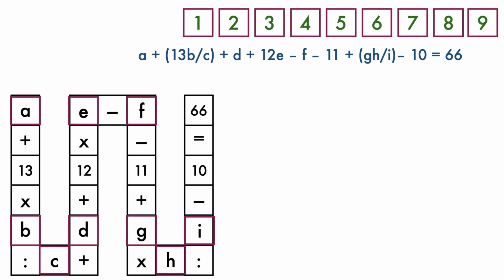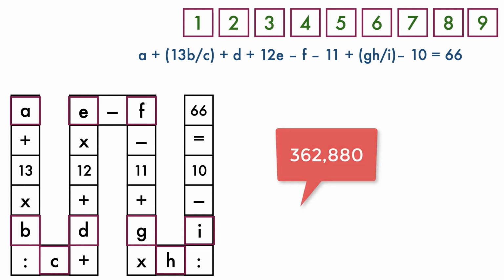Before we even look for a solution, consider the total number of ways we could fill in the snake. There are 362,880 possible combinations of the digits 1 to 9 placed in 9 slots. But we can solve this problem easily by simplifying the equation.